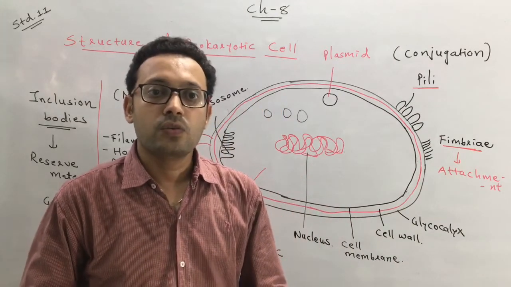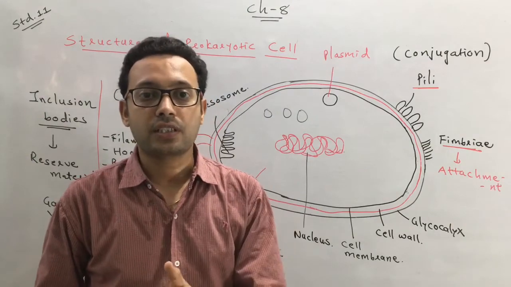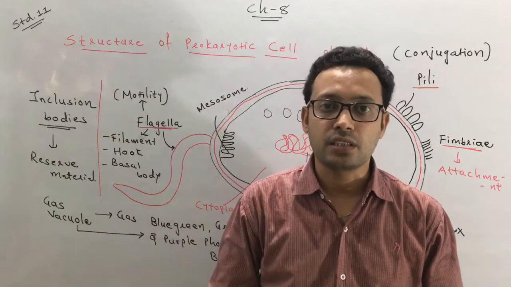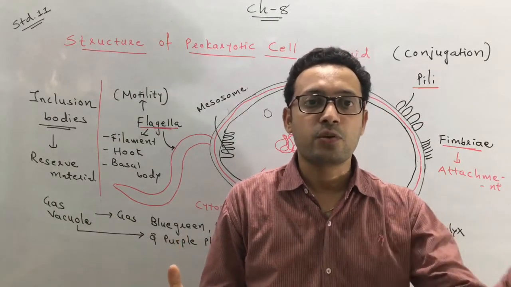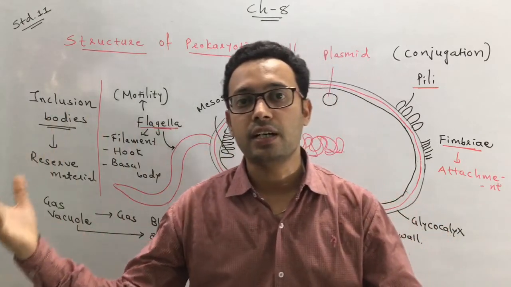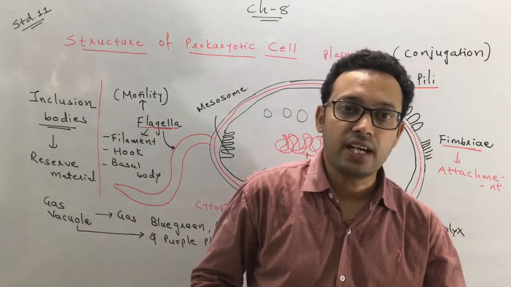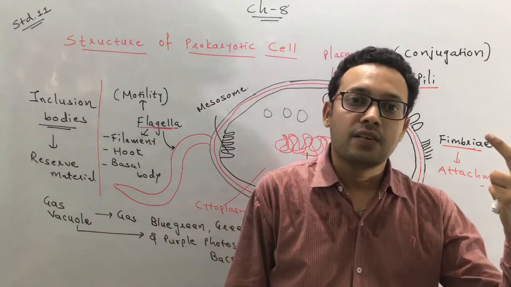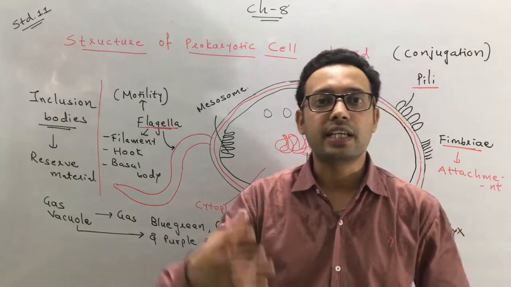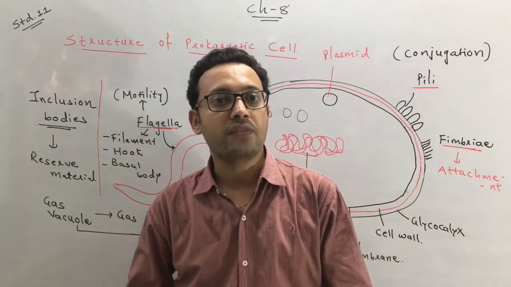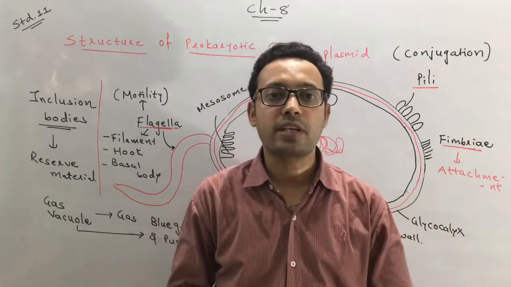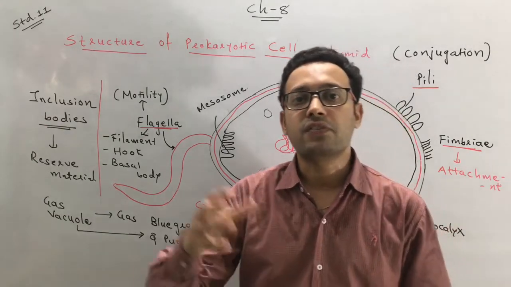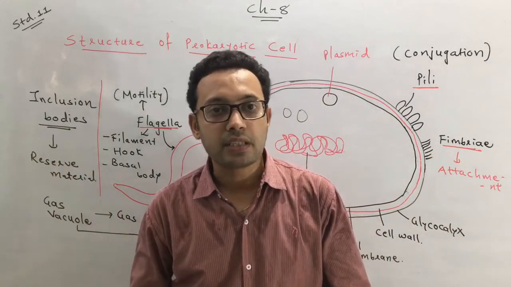Now we have to start with the eukaryotic cell. We have already seen the difference between prokaryotic and eukaryotic cells. Prokaryotic cells are smaller, eukaryotic are larger. Prokaryotic cells divide fast, eukaryotic divide slowly. In prokaryotic cells a well-organized nucleus is absent, while in eukaryotic cells it is present. In prokaryotic cells membranous structures are absent, while in eukaryotic cells they are present.